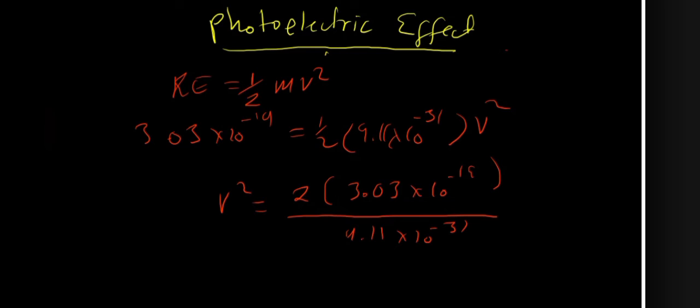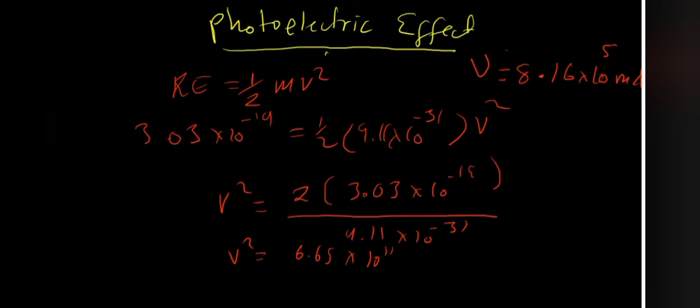Alright, so what I'm getting is v squared is equal to 6.65 times 10 to the power 11. We take the square root of that number. So what I'm getting is the velocity is 8.16 times 10 to the power 5. So this is velocity, it's in meters per second.